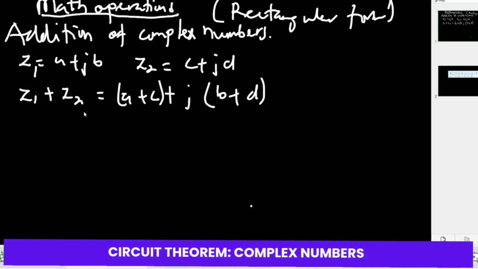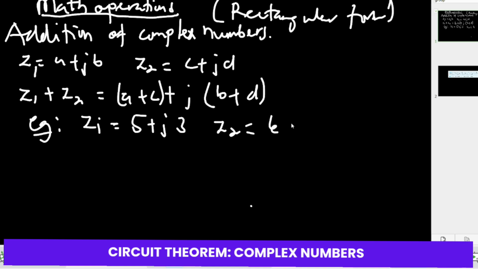Okay, so now an example, say z1 equals 5 plus j3 and z2 equals 6 plus j4. Now find z1 plus z2.